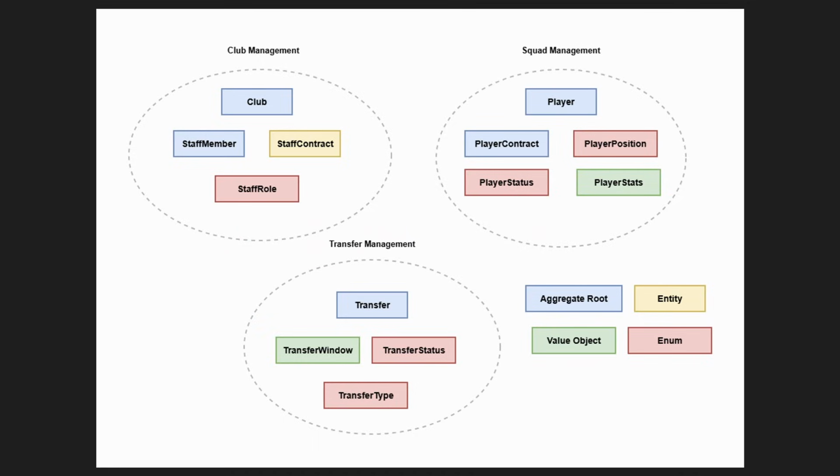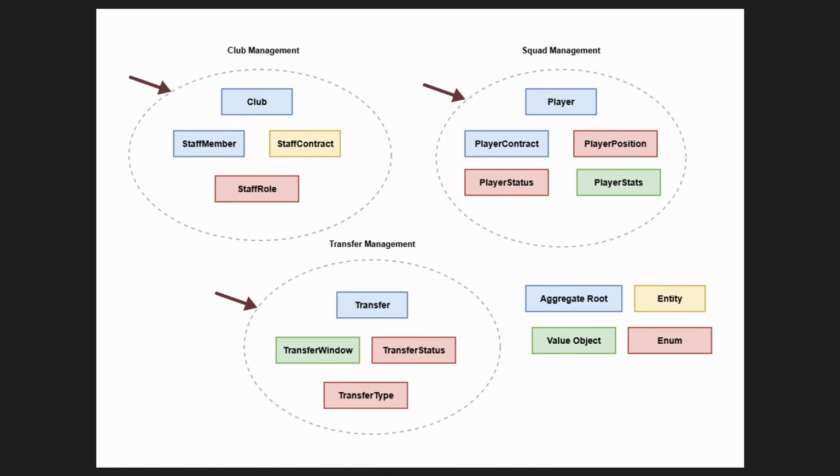Before we start writing code, the first step is to split the system into something called bounded contexts. A bounded context is a clearly defined business area with its own rules and language. For example, we can divide a football league application into three business areas: club management, squad management, and transfer management. In club management, we deal with clubs, staff members, and their contracts.